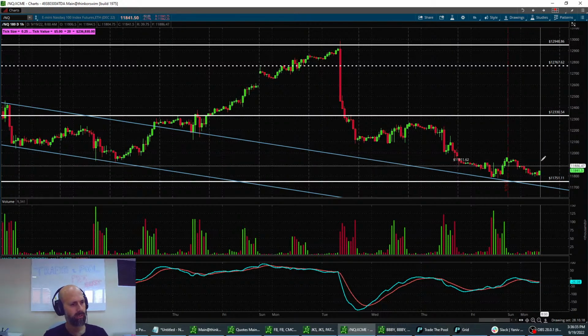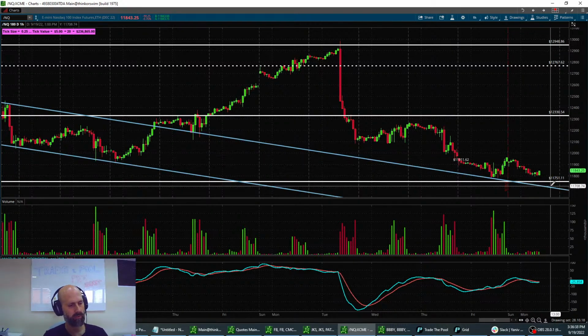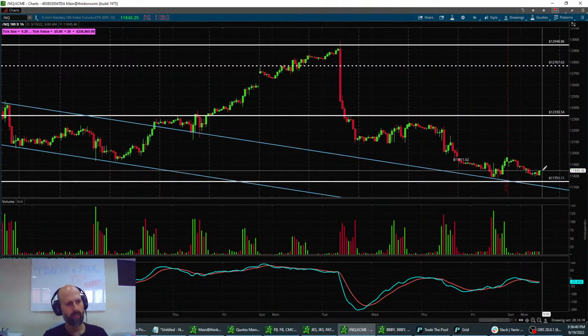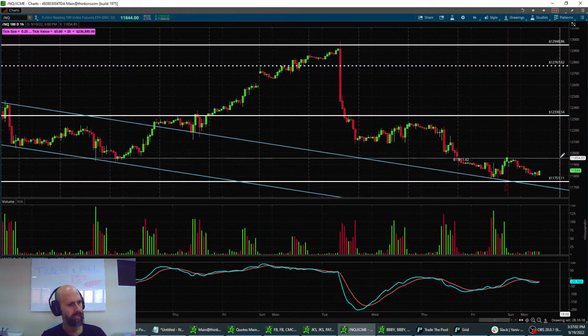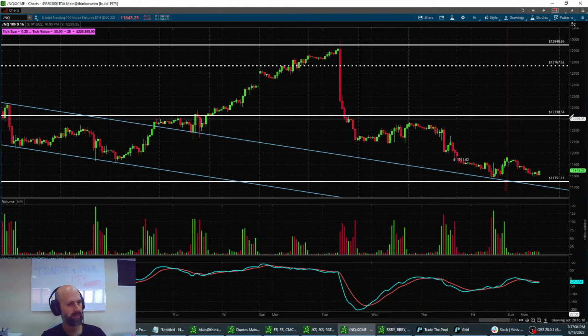Now, if we continue higher, either from the support level around the 11,700 or right from here, we need to remember that we have a resistance level at the 12,000. It was support that acted as resistance, and it's also a psychological number to break. If we break through it, then we can expect going all the way up to around the 12,300 levels.